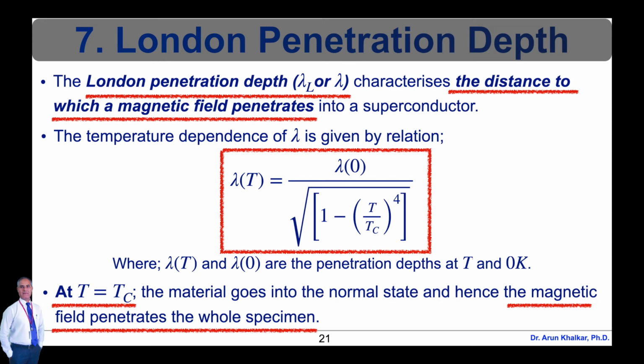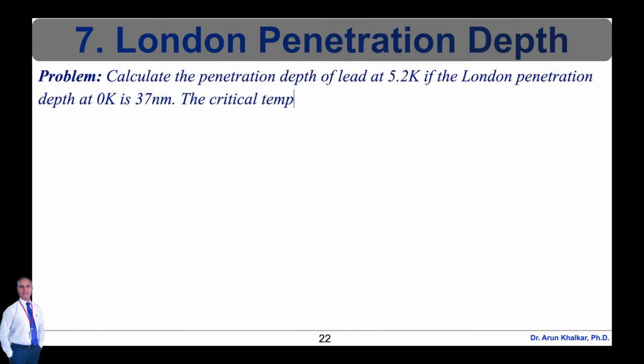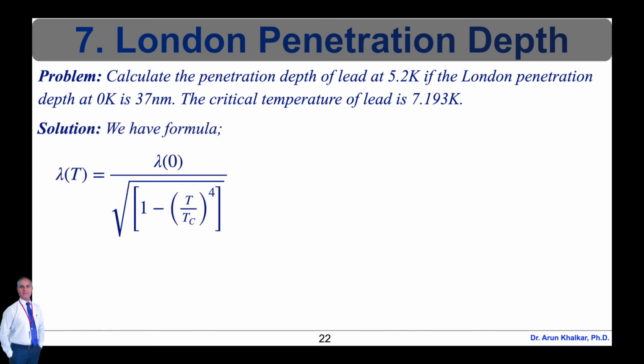So here is the importance of the London penetration depth. Now, depending on the London penetration depth, let's see one numerical. Calculate the penetration depth of lead at 5.2 Kelvin if the London penetration depth at 0 Kelvin is 37 nanometers. The critical temperature of lead is 7.193 Kelvin. The solution for this numerical is as follows. We have the formula λ(T) = λ0 divided by the square root of [1 - (T/Tc)^4].